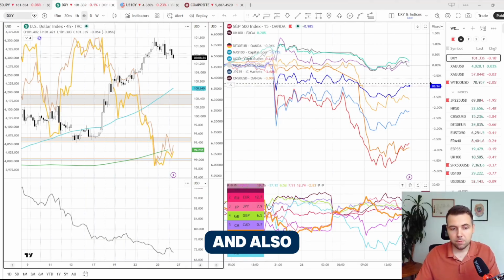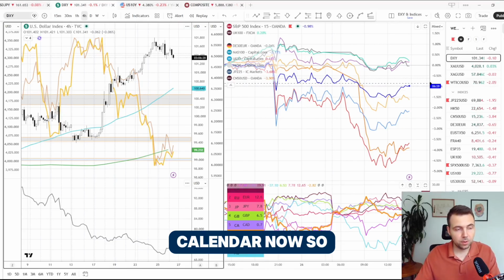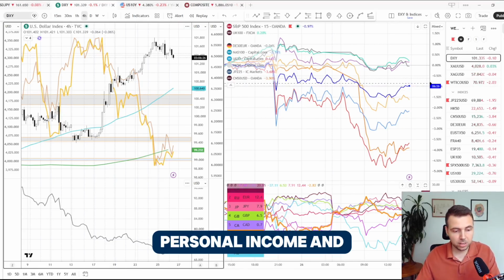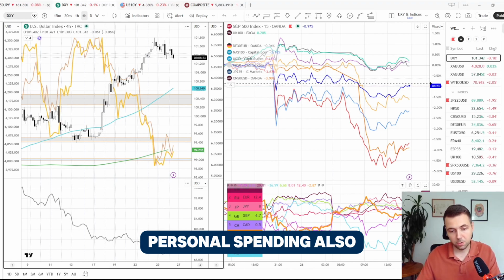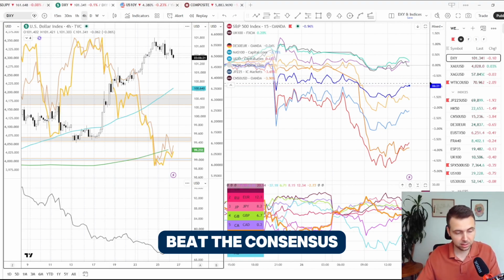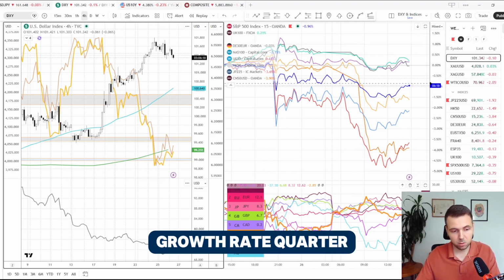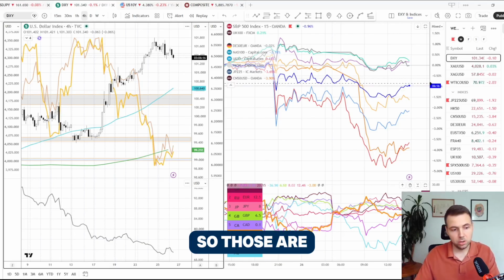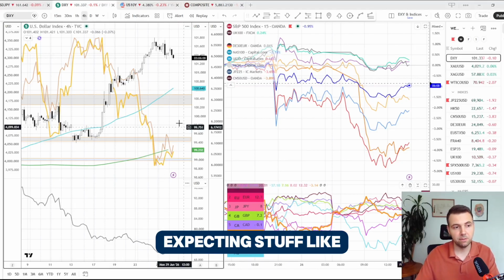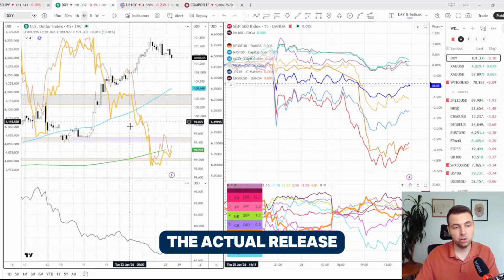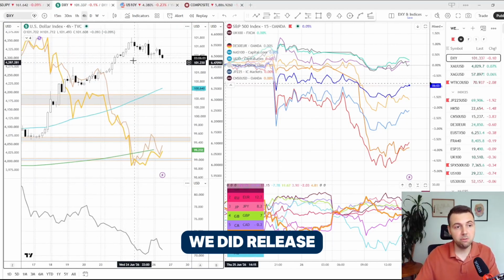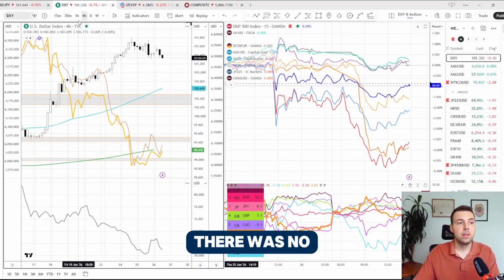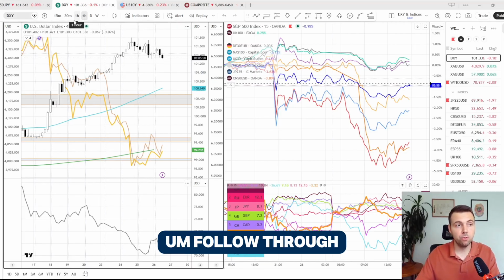and also I'm looking at the calendar now. So on June 25th, personal income and personal spending also beat the consensus, along with GDP growth rate quarter over quarter. So those are pretty bullish signals for the dollar. And I believe the market has been expecting stuff like that even prior to the actual release. And when we did release, there was no follow through.